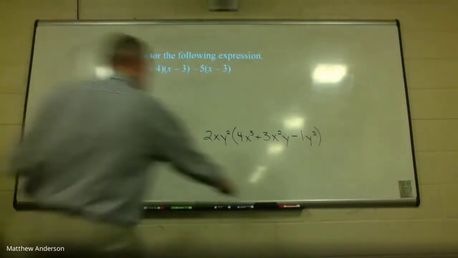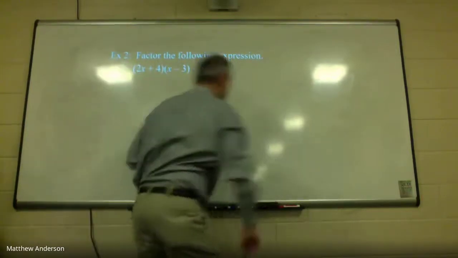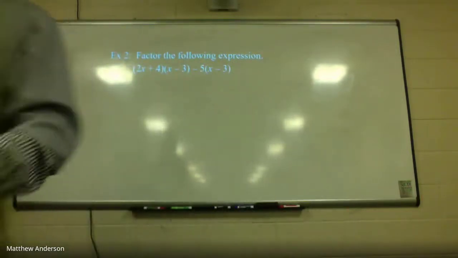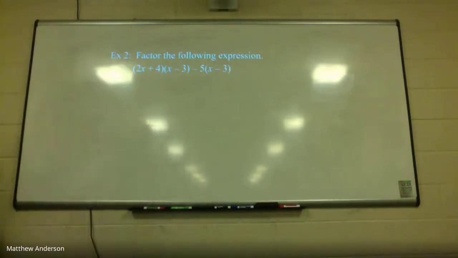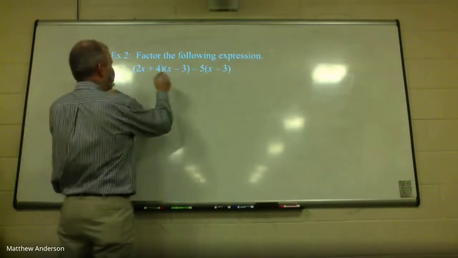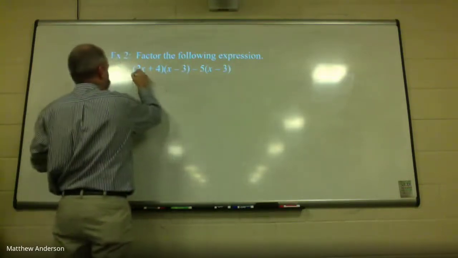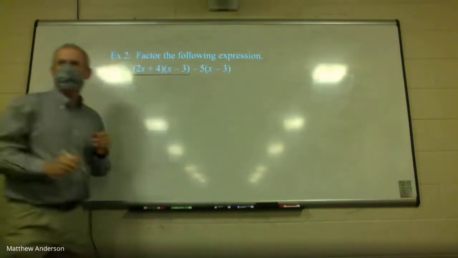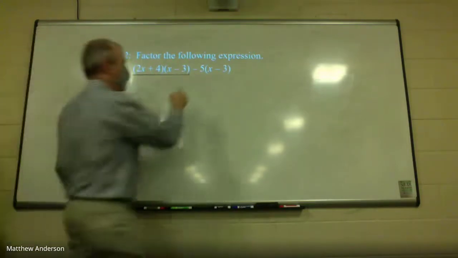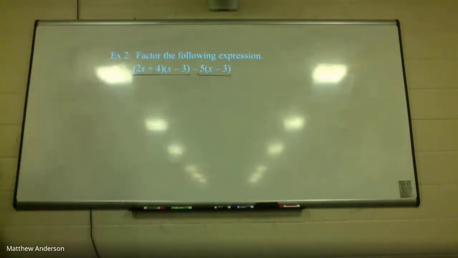All right. So this one looks a little bit different, but we still have this idea of a greatest common factor. Now, here's the thing that's a little bit weird about this. Notice the whole thing is multiplied together, right? So that's like one group. And this is multiplied together, so that's another group. What do you see that both groups have in common?